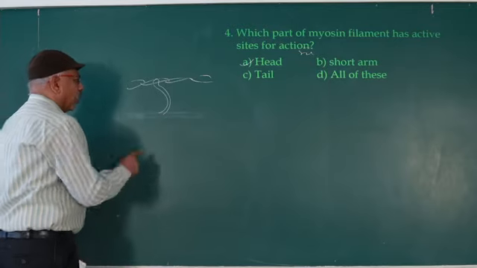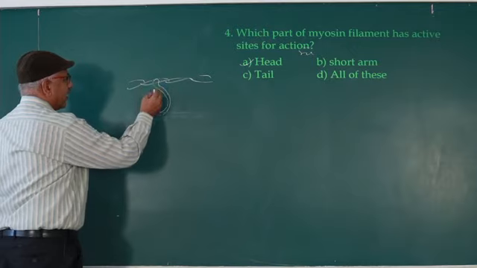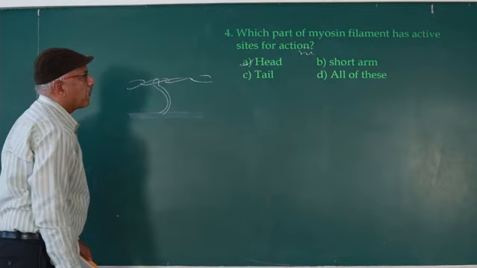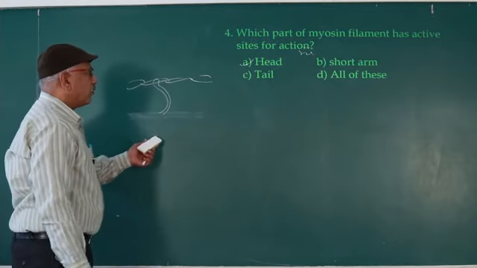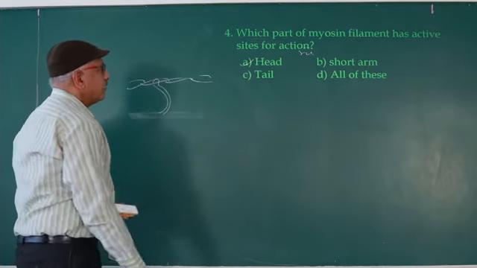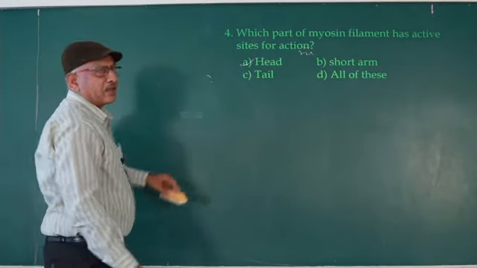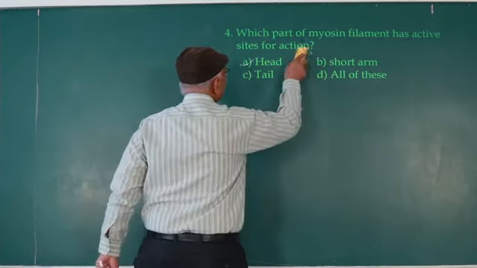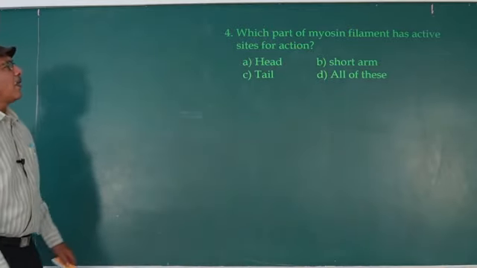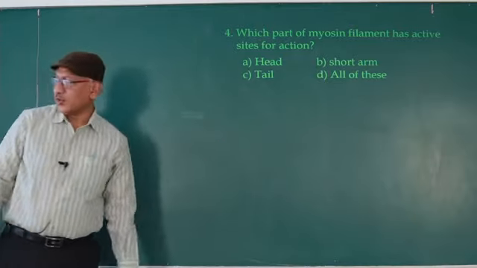Meromyosin, monomer of myosin filament. Meromyosin contains head, neck and short arm. So head. So head of meromyosin attaches to active sites on actin. So active sites on actin or for action. So indirectly that is also correct. Active sites for action or active sites to bind on actin protein.